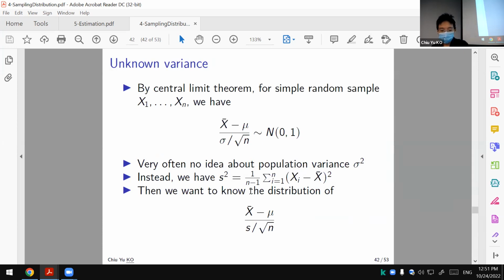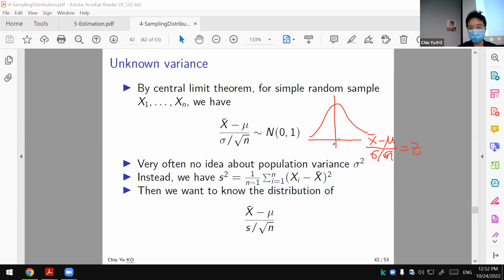We just know the central limit theorem, right? This is the central limit theorem in a graph. It's just like x bar minus mu over sigma over root n is exactly z, a bell curve. And the problem is we actually don't know sigma. That is the key issue here.